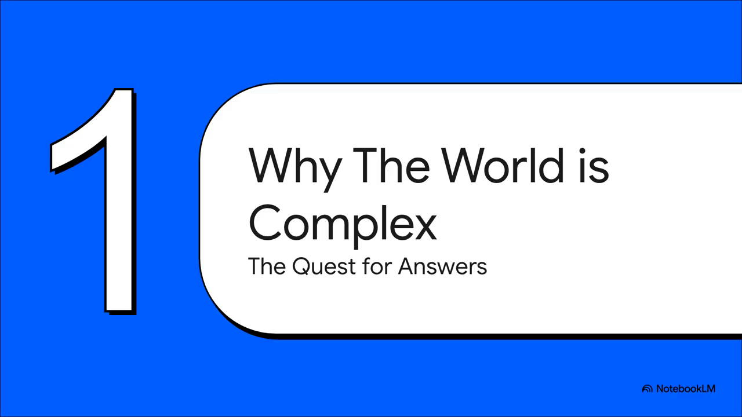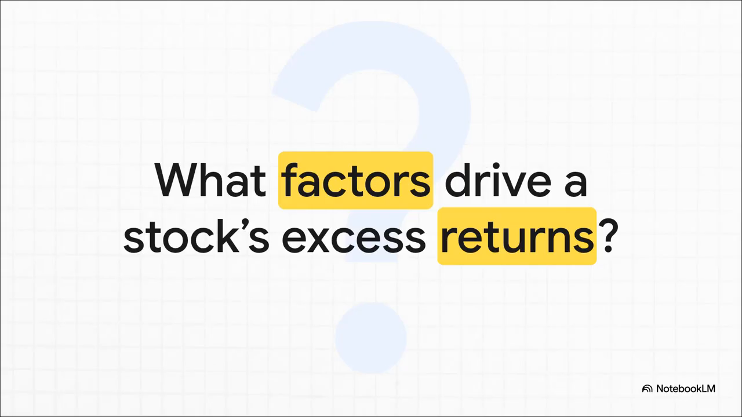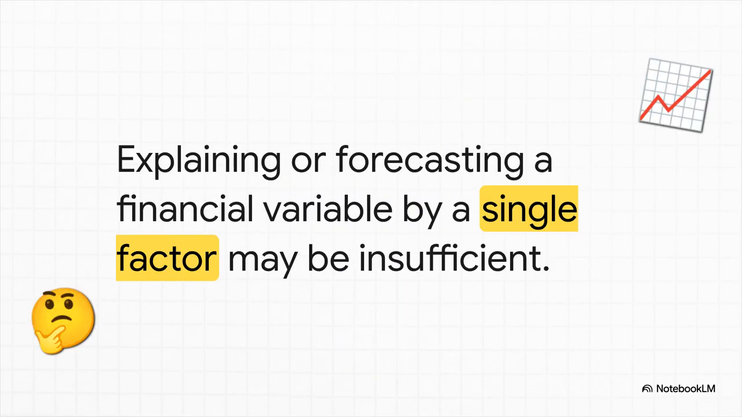Our journey begins with a fundamental challenge, just trying to find clear answers in a world that is jam-packed with interconnected variables. I mean, think about a huge question analysts wrestle with every single day. What really makes a stock go up or down? Is it the overall market, the size of the company, something else entirely? And you know, the simple truth is, it's almost never just one thing. As our source material points out, trying to explain something with a single cause, especially in finance, just isn't enough. Most things in life have a bunch of causes all working at the same time.